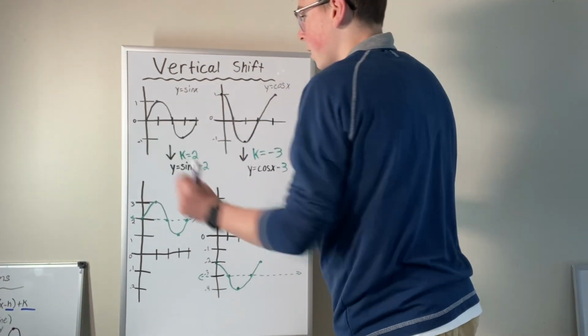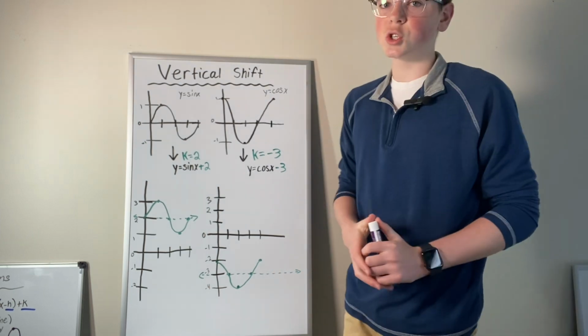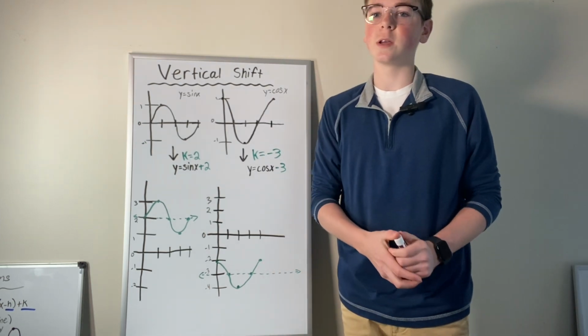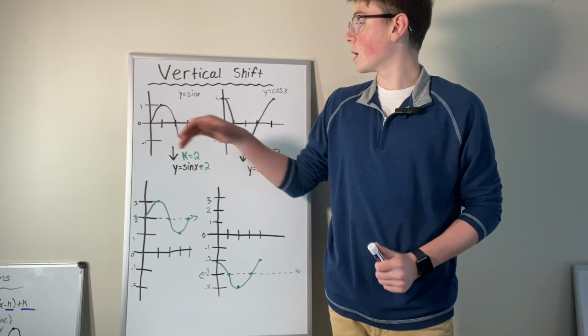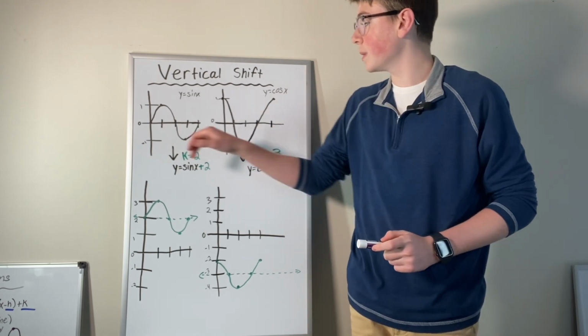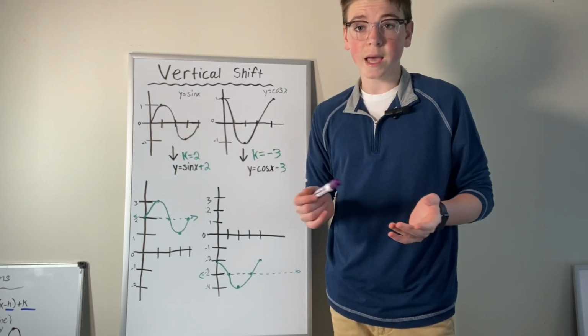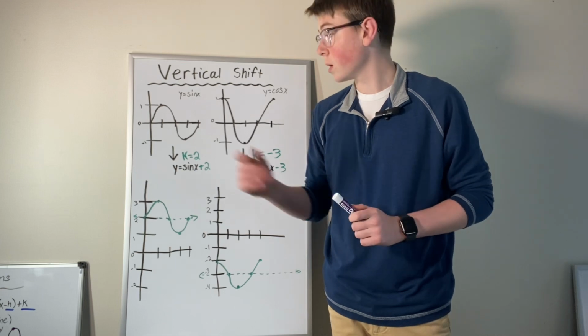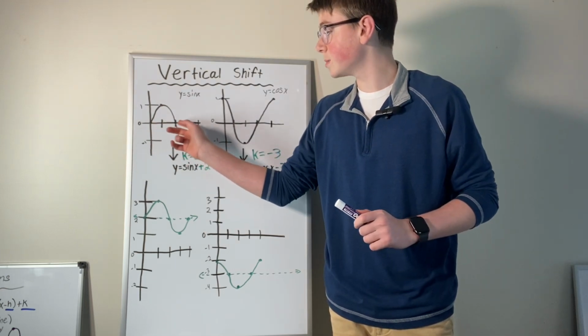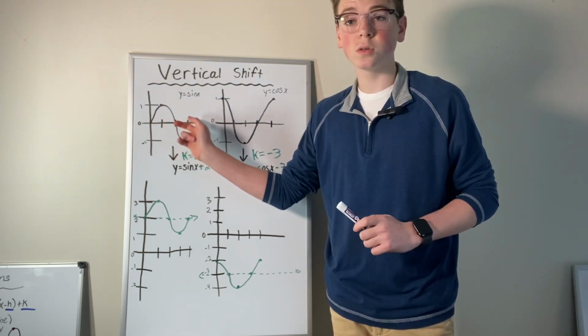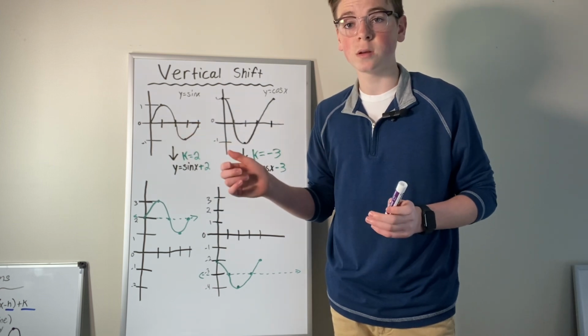So what does that mean? Well, it means it shifts our midline. This is where you learn what a midline is. So in our sine x and cosine x, our midline is the x-axis, y equals 0, because you see all these x-intercepts, they're all coming back to the same line on the major points.